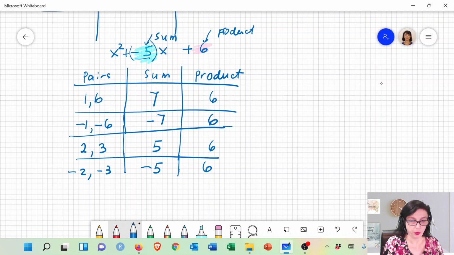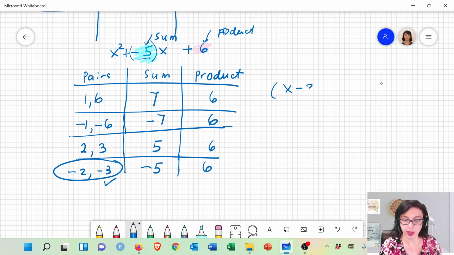So in this case, the winning pair would be this right here, right? So the factoring is going to look like x minus 2, x minus 3. And again, always verify using FOIL.